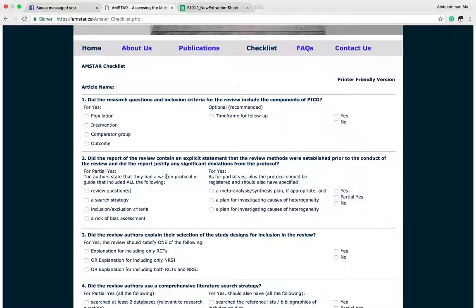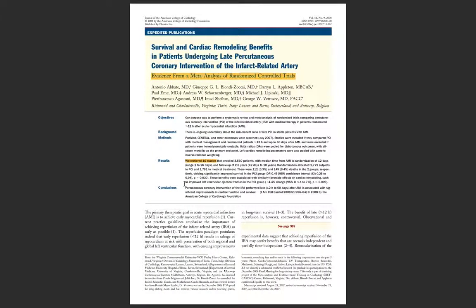First question is, did the research questions and inclusion criteria for the review include components of PICO? What's PICO? P stands for population, I for intervention, C for comparator group, and O for outcome. So you will check if those four are present, then yes. If one of them is not present, then you should type no.